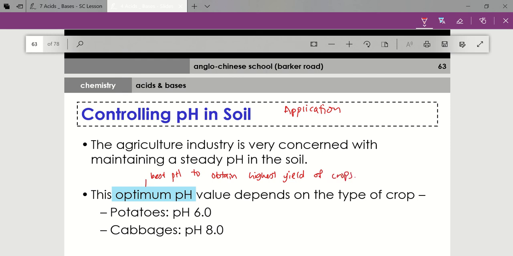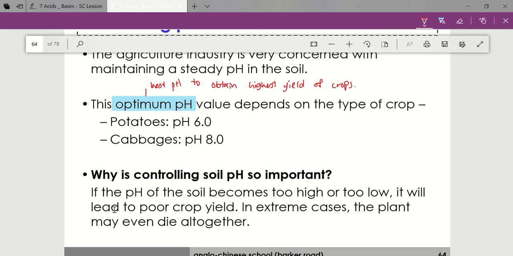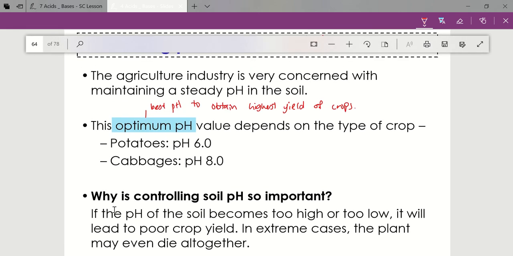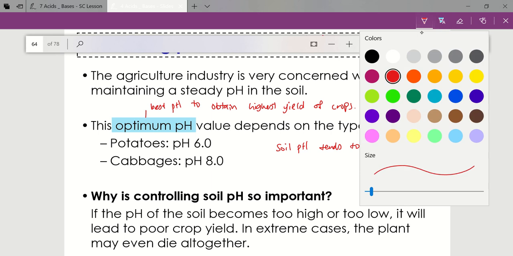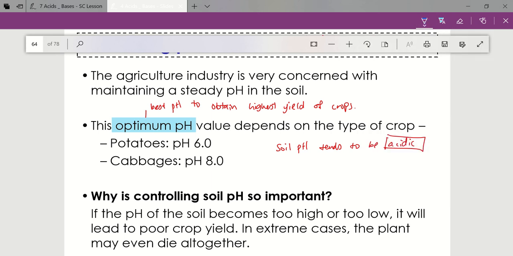So what can farmers do? And the thing is also that generally soil pH tends to be acidic. Why acidic? It is because when it is exposed to nature, the rain that falls on it is generally acidic. This is generally due to acid rain.